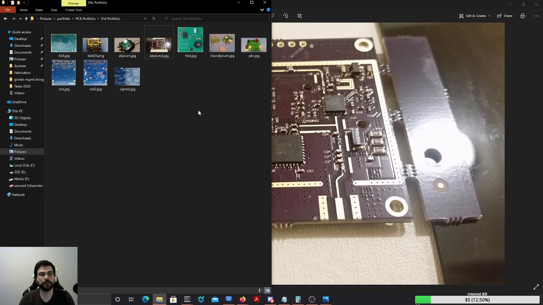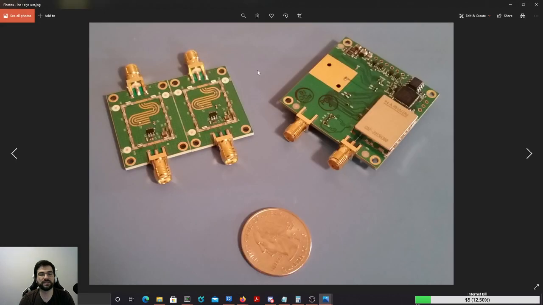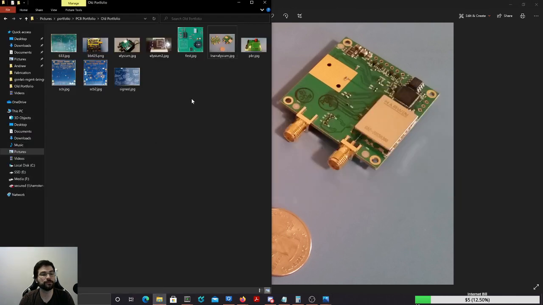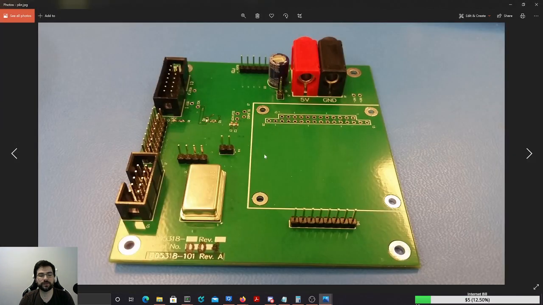Let's see here. This is my quarter for scale picture of those 2 boards I showed you earlier. They're just so small. I'm still really proud of this design. Anyway. What do we got? Oh, okay. So you wanted to talk about prototypes. This is an extremely janky board.